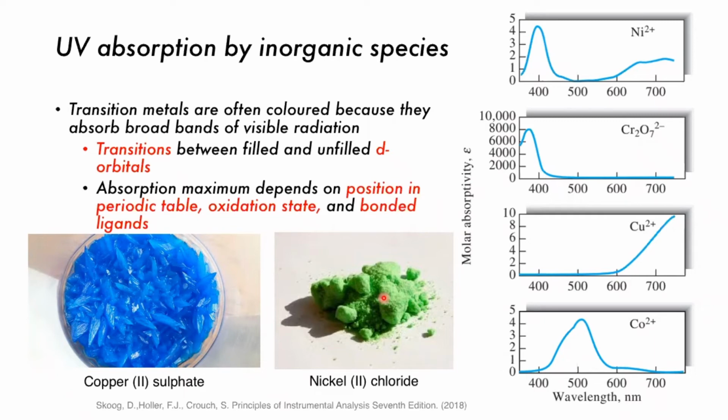Then in the case of the d orbitals, these are atomic orbitals. Most of these species, like the nickel, the copper, the cobalt, are individual species in solution, and they absorb the wavelength associated with the excitation of an electron from the ground state of that particular atom to the excited state, or well, that ion as it happens to be.